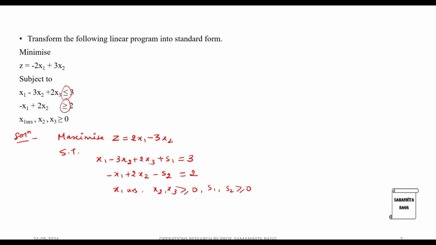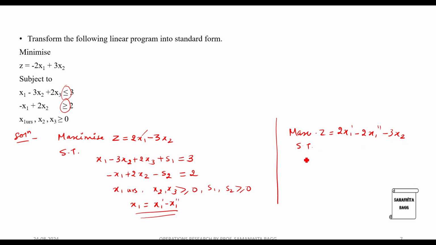Now, the last step over here is to convert the unrestricted variable, that is x1. So, we will write x1 is equal to x1 dash minus x1 double dash. If this is x1, we need to substitute here and rewrite this equation as maximize z is equal to, instead of x1, I will write 2x1 dash minus 2x1 double dash. So I have substituted x1 as x1 dash minus x1 double dash, minus 3x2.